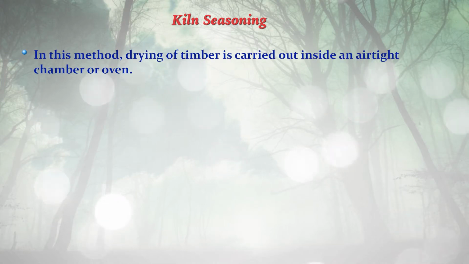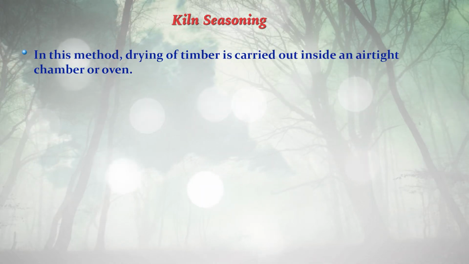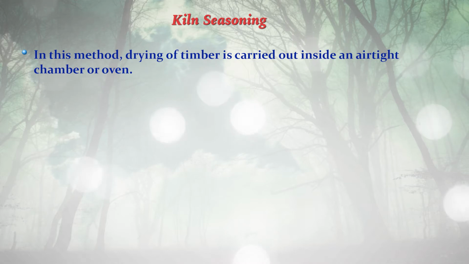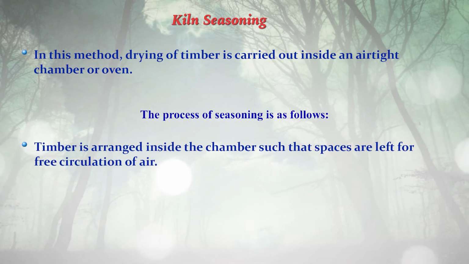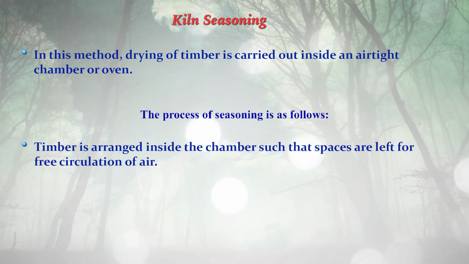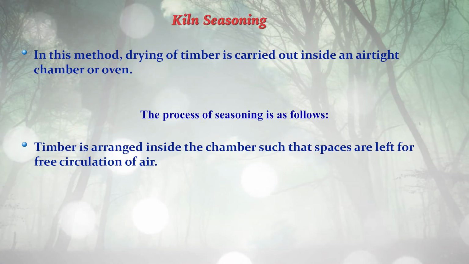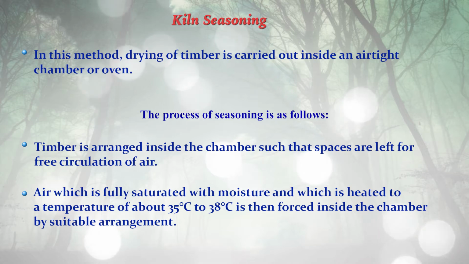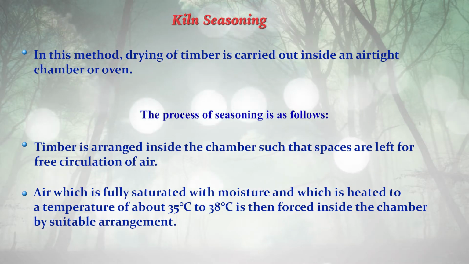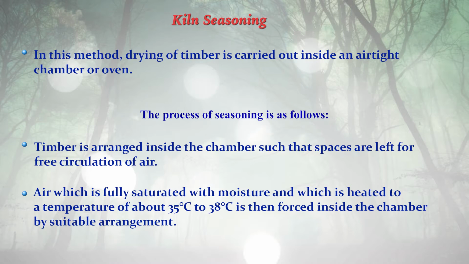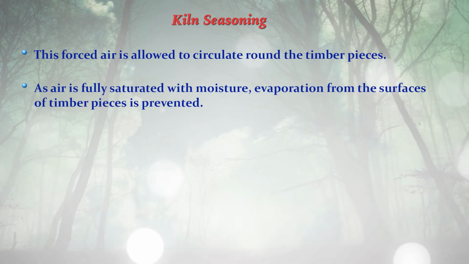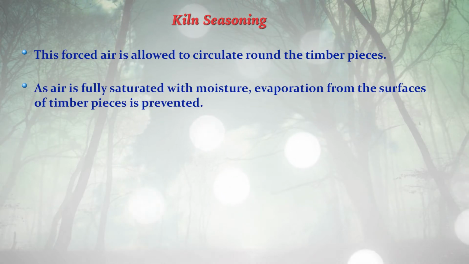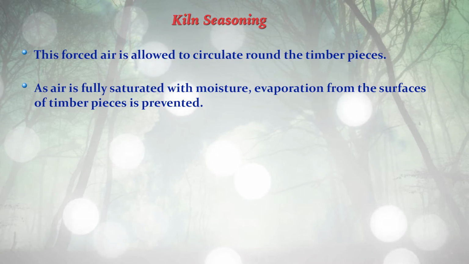In this method, drying of timber is carried out inside an airtight chamber or oven. The process of seasoning is as follows. Timber is arranged inside the chamber such that spaces are left for free circulation of air. Air which is fully saturated with moisture and which is heated to a temperature of about 35 to 38 degrees centigrade is then forced inside the chamber by suitable arrangement. This forced air is allowed to circulate round the timber pieces.